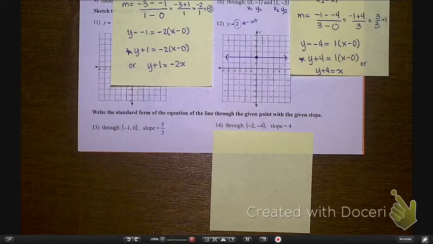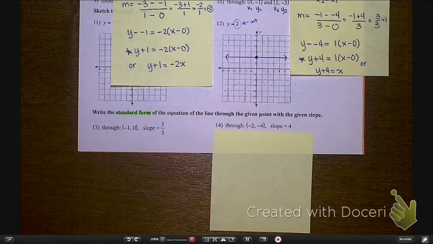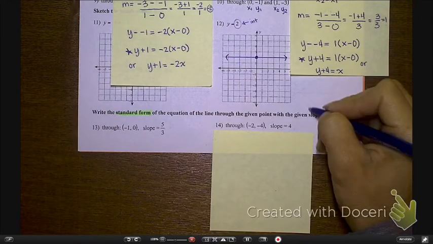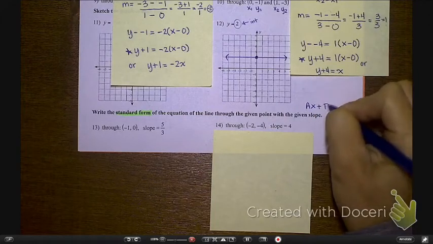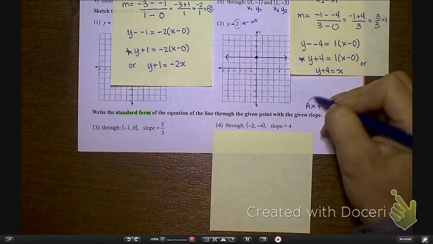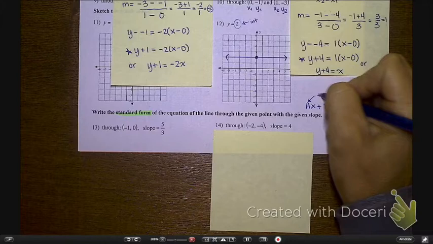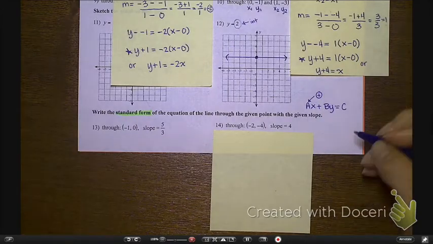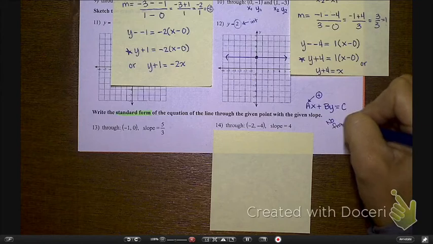All right, so number 14, it wants us to write it in what form here? Standard. What does standard form look like? Ax plus By equals C. What do we know about the A term? It has to be what? Positive. Okay, are fractions allowed? No. No fractions in standard form, right?